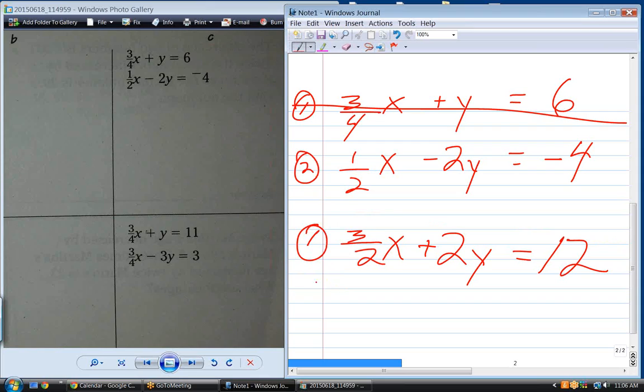And now what's the best way to eliminate a variable? We add the two equations. What do you get? What's 1/2 x plus 3/2 x? 4 over 2, which is 1/2 x. Well, hold on. You're right. It's 4 over 2, but that's not 1/2. 4 over 2 is 2. So this ends up being 2x when we add.